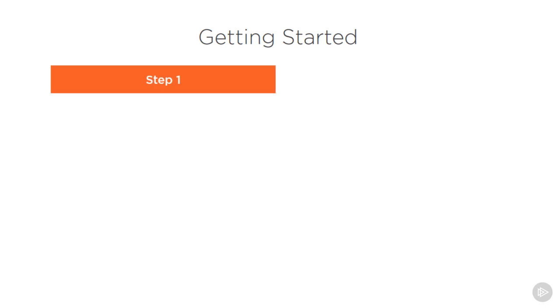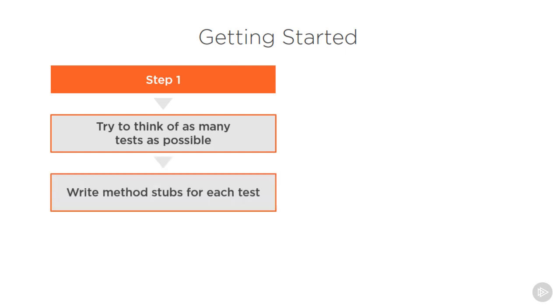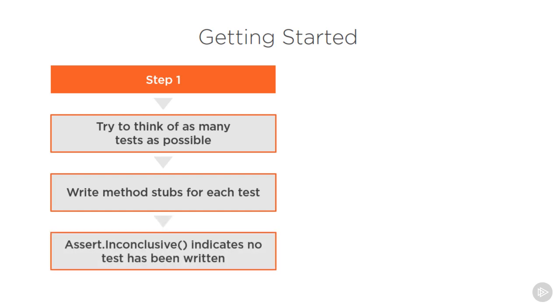Step one of getting started with unit testing is to think of as many tests as possible for the method that we're trying to create. Then just write method stubs for each test. Don't write the test itself, just write as many descriptive method names as you can think of. Put inside of there Assert.Inconclusive. The Assert class is what we use with unit testing. Inconclusive simply indicates to us that no test has been written yet. Think of it like a to-do that you might add as a comment in code that you have not yet written.